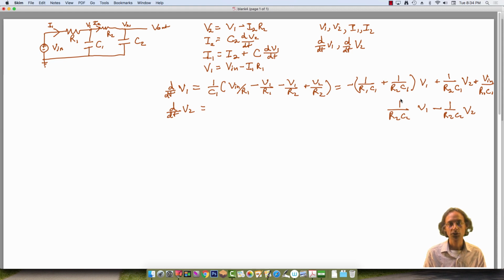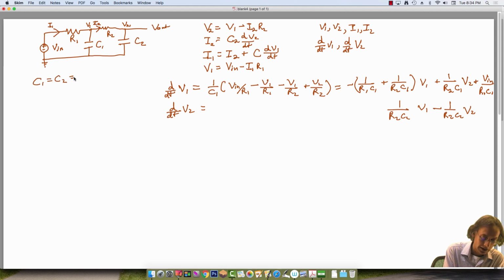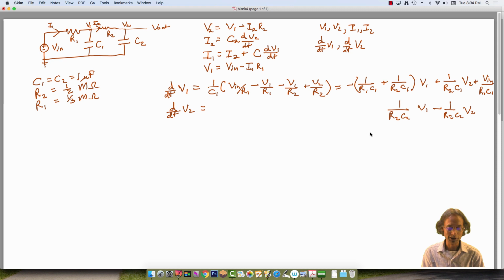Now, to help us proceed forward and to have nice numbers, I'm going to make a few assignments of values to these resistances and capacitances. So for convenience, I'm going to say C1 equals C2 equals 1 microfarad. I'm going to pick R2 equals 1/2 mega ohm, and R1 is 1/3 mega ohm. Why did I pick these? I picked these so that these numbers would become nice.